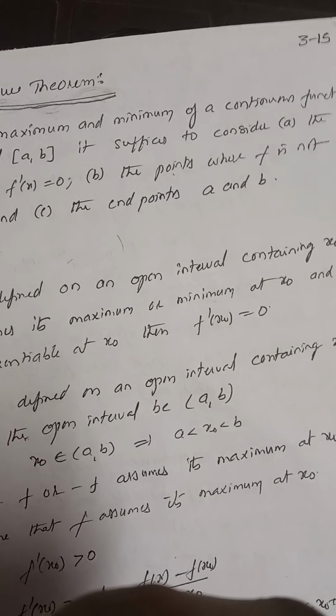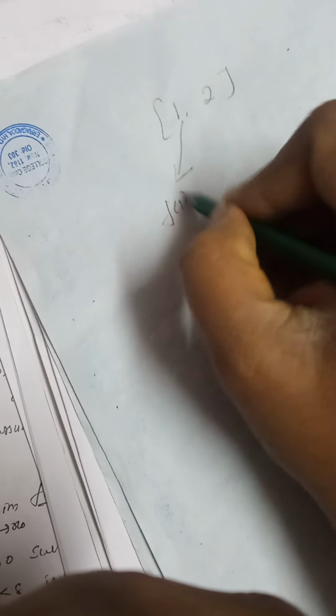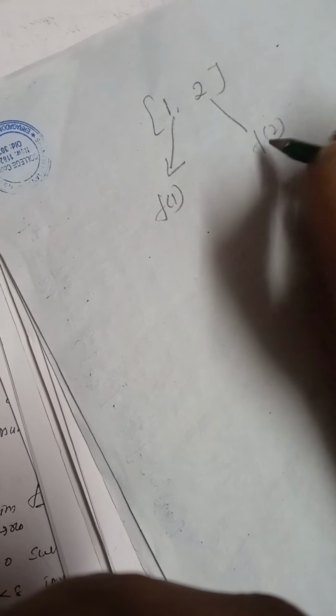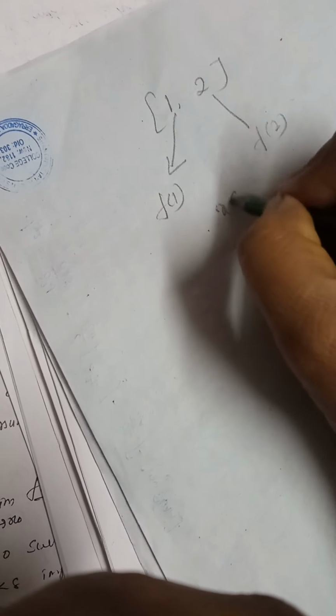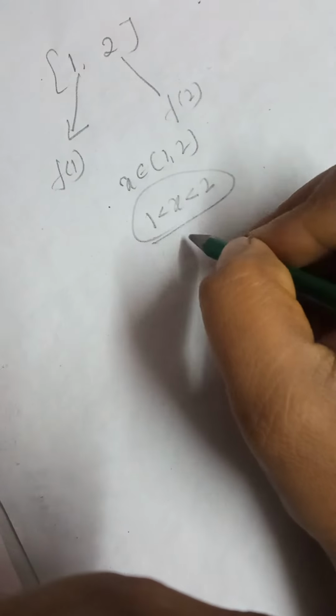See, the closed interval is given to you. Now suppose the closed interval is [1, 2]. First of all, we have to find the value of f(1) and f(2), and x lies between 1 and 2. That means 1 ≤ x ≤ 2. x lies in between 1 and 2.